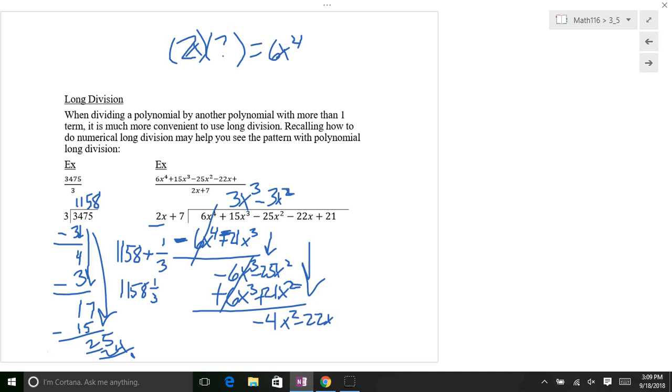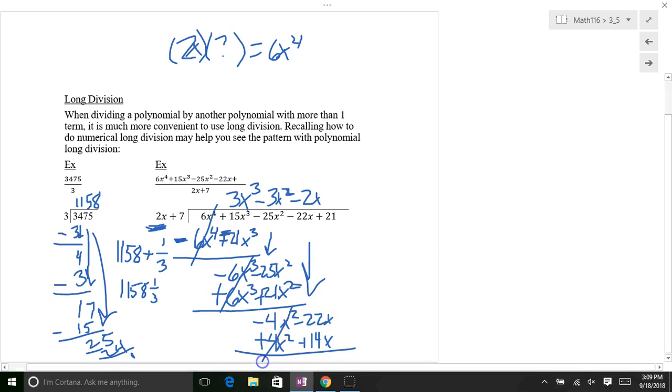Now matching the negative 4x squared. So what times 2x, right? What times 2x gives me negative 4x squared? And I write it right there. Negative 2x does. So negative 2x times 2x is negative 4x squared. Negative 2x times positive 7, negative 14x. Don't forget you've got to change those signs. That's gone. Negative 22x plus 14x is 8x.